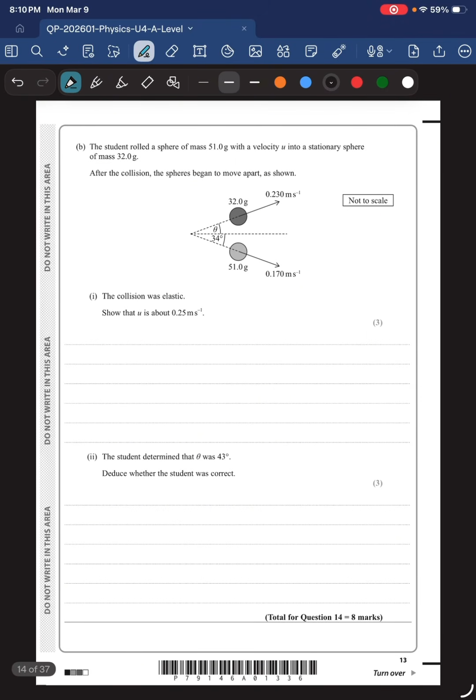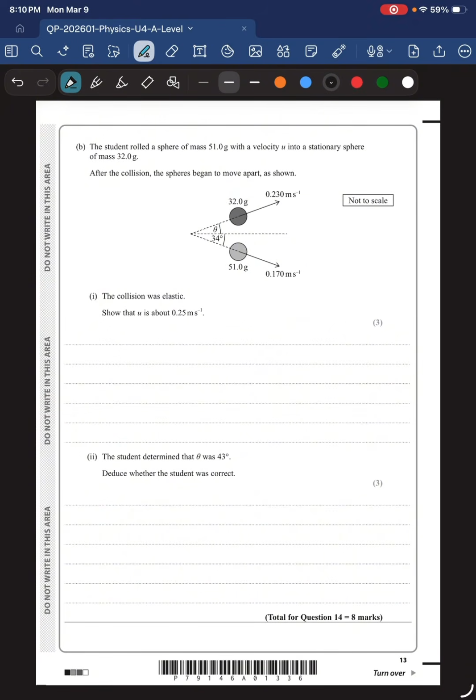All right. B. The student rolled a sphere of mass 51 grams with a velocity u into a stationary sphere of mass 32 grams. After the collision, the spheres began to move apart as shown. The collision was elastic. Show that u is about 0.25 meters per second.